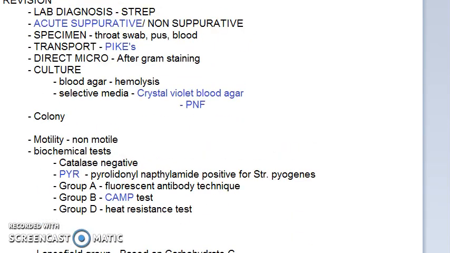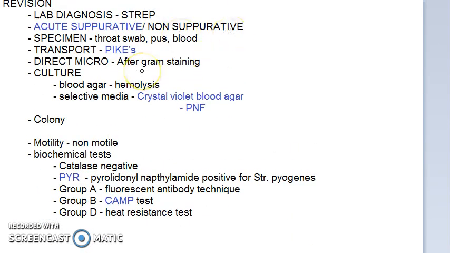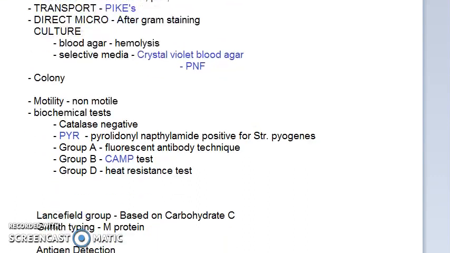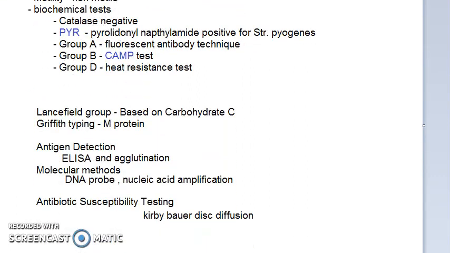And don't forget all these specific blue points that I have told you. They are only there for Streptococcus, okay?